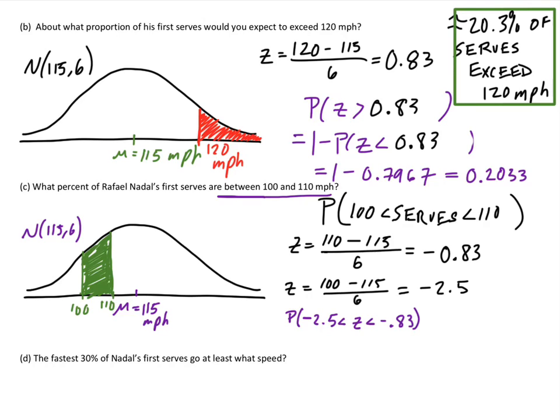Okay, so here's the idea. It's weird, I know. Intervals are weird. Why don't you find the stuff less than 110? So why don't we find the proportion of z's that are less than negative 0.83? Let's start there with the upper boundary. And I'll shade that in purple. Why don't we find all the stuff less than 110?